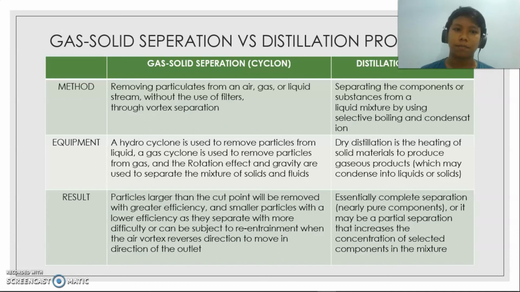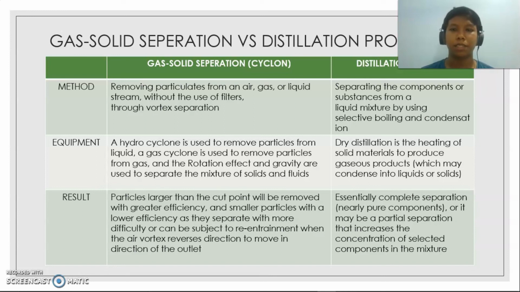And for the distillation process, it separates components or substances from a liquid mixture by using selective boiling and condensation. The equipment used in the cyclone is a hydrocyclone or a gas cyclone, using rotation effect and gravity. The hydrocyclone, just as in the name, hydro, is for liquid, to remove particles from the liquid. And the gas cyclone, just as its name, removes particles from a gas. The rotation effect and gravity are used to separate the mixture of solids and fluids.